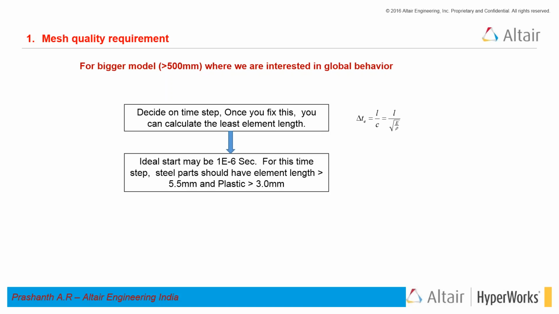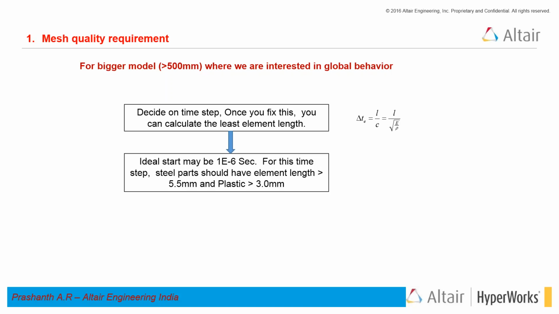You may want to assume that you want to run the simulation with a time step of 1 microsecond. If you freeze that, and if you apply this formula for steel, you may end up with a minimum element size of 5.5 mm, and for plastic, say 3 mm. You have to make sure that when you mesh your model, none of the elements are below this value in element length. So maybe you can keep a global size of say 8 or 10 mm, and a minimum of 5.5. Otherwise, largely all the elements should be near the global size.